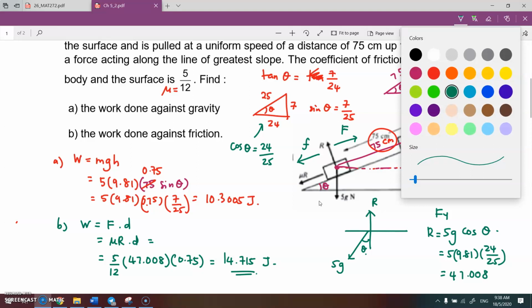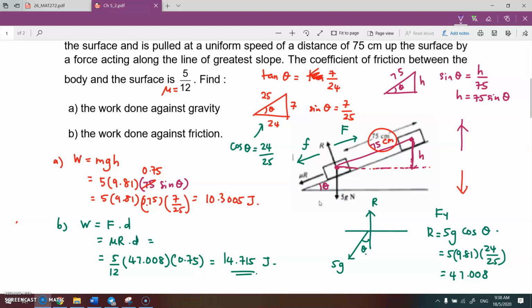Before I continue with the next video, if you are not sure about this, you can always use Fy equal to 0. So you have R, and this one is negative 5g cos theta, equal to 0. So R is 5g cos theta, in case you are wondering why I straight away got this.